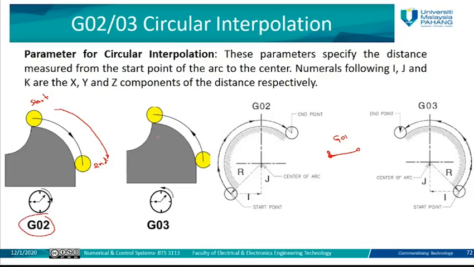But if the movement of the tool or spindle is required to go from this start point to the end here, this will be counterclockwise. We are going to use G03.